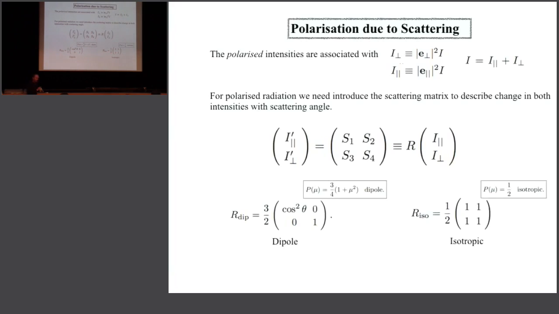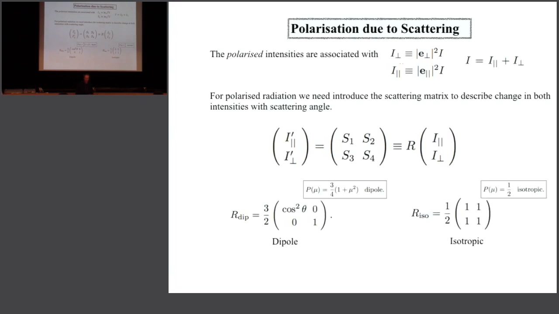And this is completely the 2D analogy of what we talked about earlier in terms of phase functions. We had a phase function of this form for dipole scattering. We had a phase function of this form for isotropic scattering. This is just a 2D analogy of these phase functions that we discussed earlier.